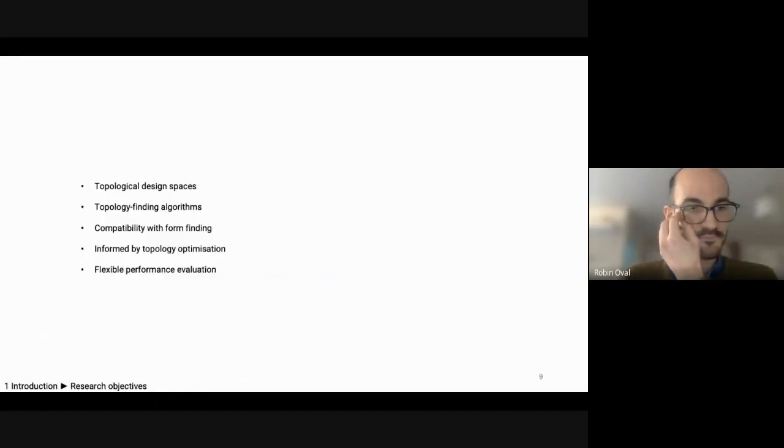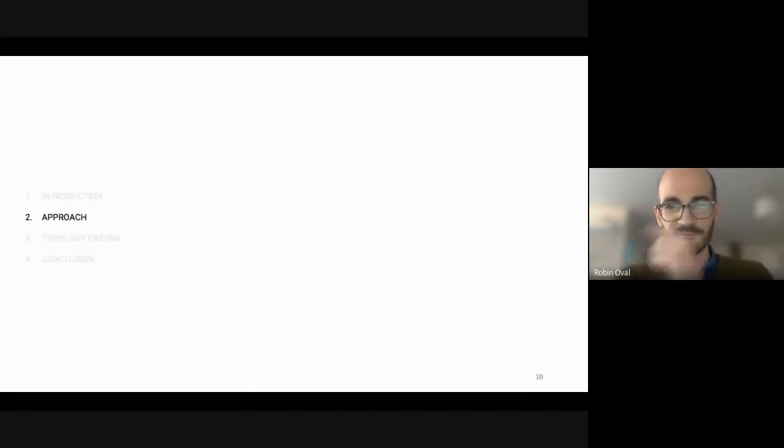So if you just have an outline of the research objectives, with topology finding, I'll be tackling topological design spaces, providing algorithms for it that are complementary to form finding and topology optimization. They're meant to be topology finding algorithms compatible with the geometrical design approaches that we're familiar with, informed by optimization, and have the possibility to actually use different performance metrics, so you have flexibility in how to evaluate the performance of different designs. So here's my approach to deliver on these objectives.